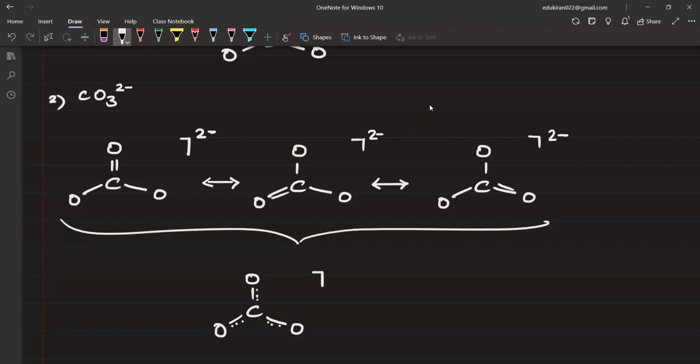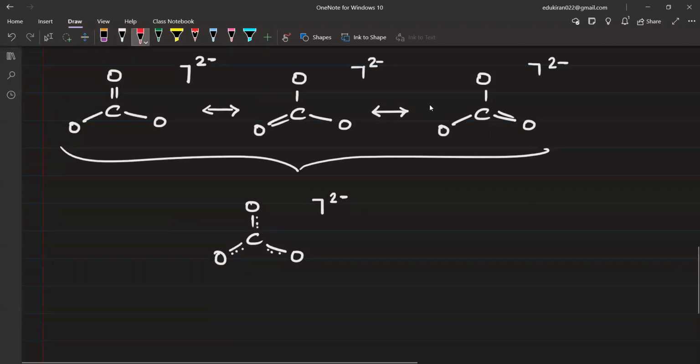Now, this will be completely 2 negative. Okay. After this, you will write characteristics of resonance. Then we will move on to molecular orbital theory.